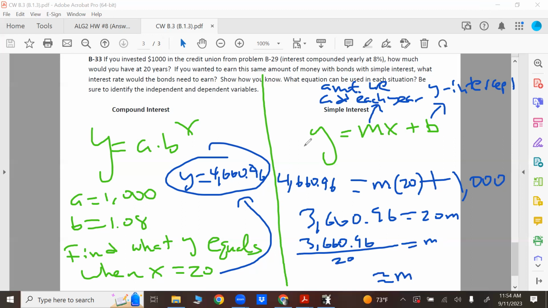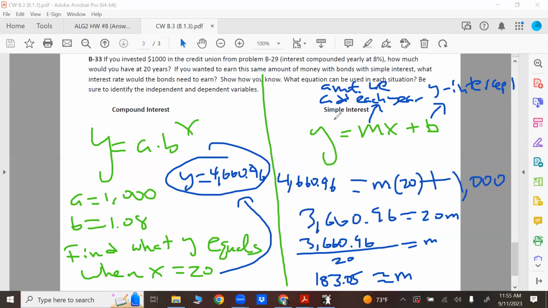Go ahead, Evie. What do you got? 183. What about the decimals? Okay, cool. So you have to add $183.05 every year in order for the simple interest to match the compound interest. In 20 years, maybe you start saving before your child's born and you keep saving until they turn 18.